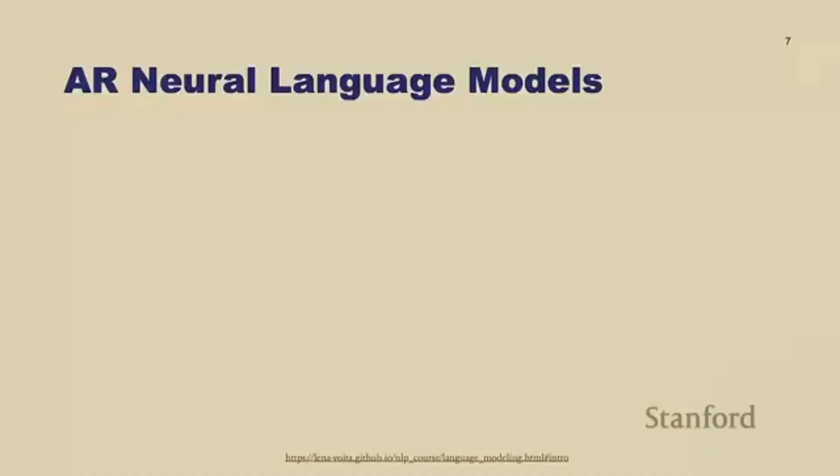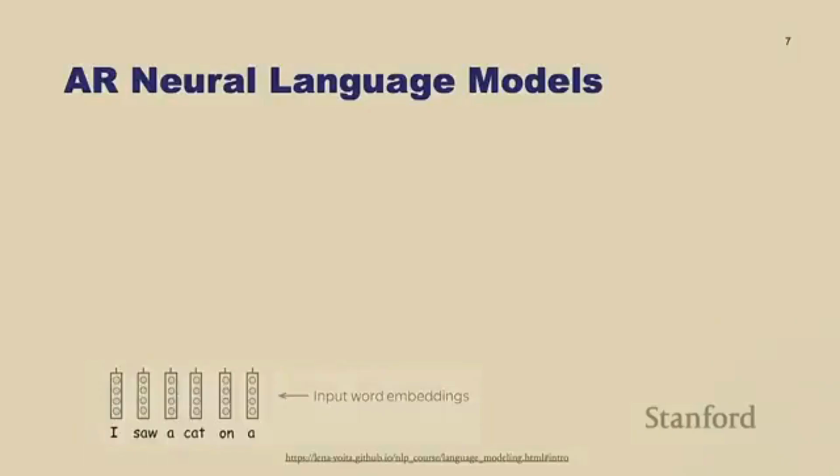Okay, so autoregressive neural language models. The first thing you do is that you take every word or every token, and you embed them, so you get some vector representation for each of these tokens.